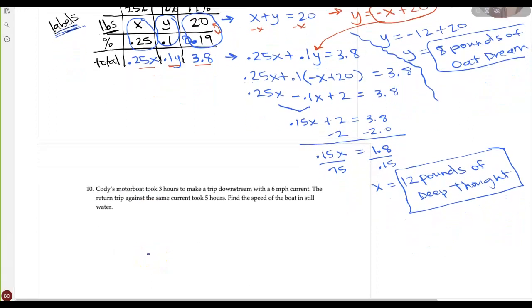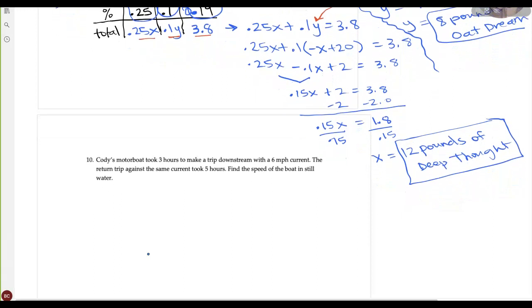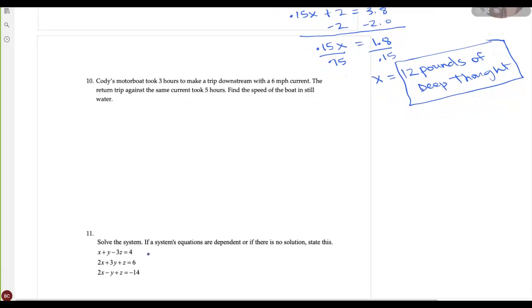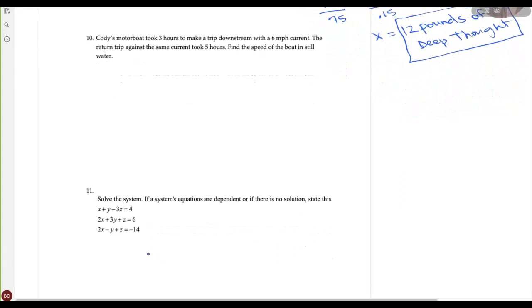That one is the downstream and airplane kind of problem. Yeah, let's take a look at this one too, because I wanted to make sure we talked about another type that you might see on there. Okay, so Cody's motorboat took 3 hours to make a trip downstream with a 6-mile-an-hour current. The return trip against the same current took 5 hours, right?